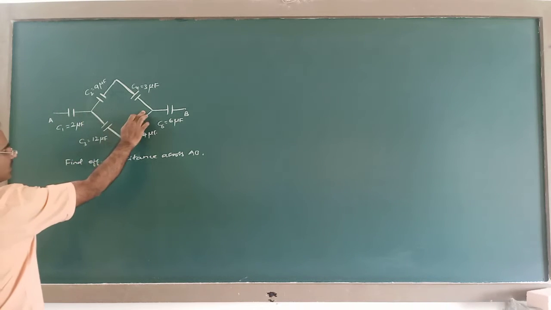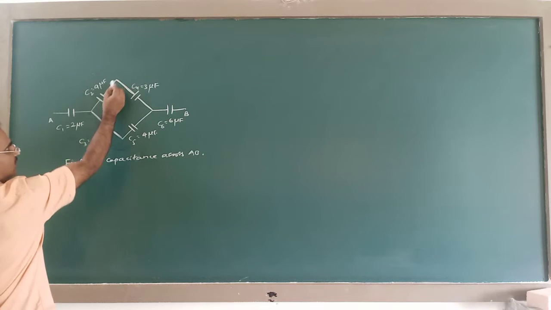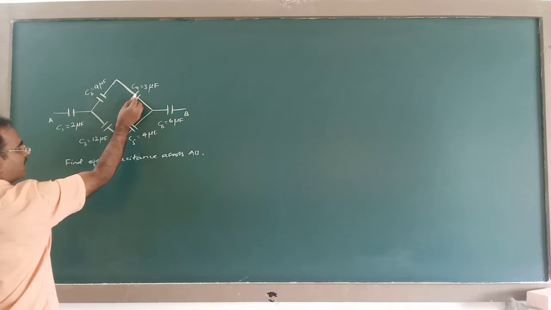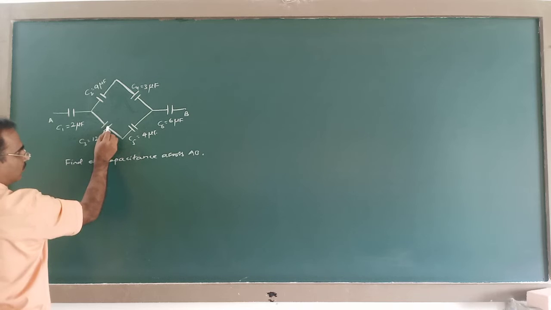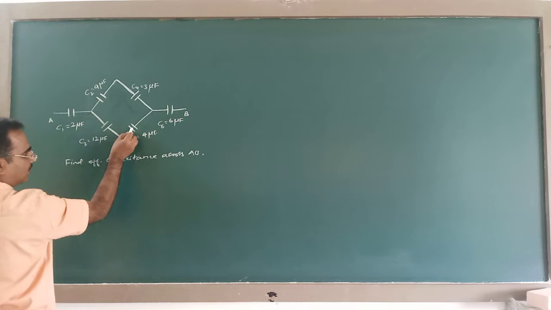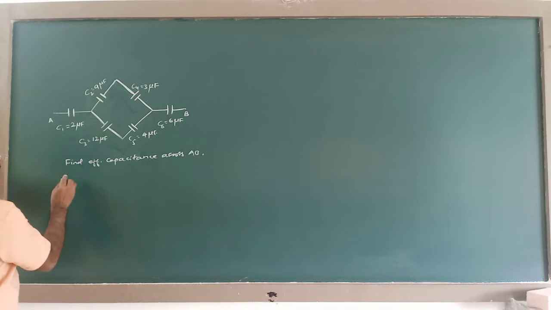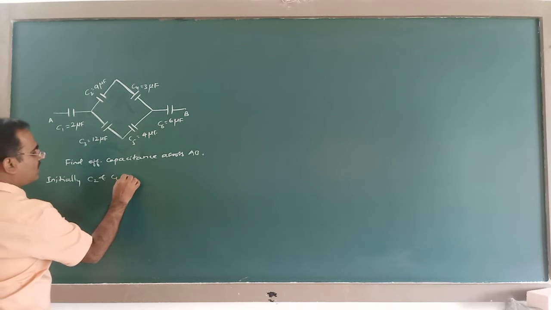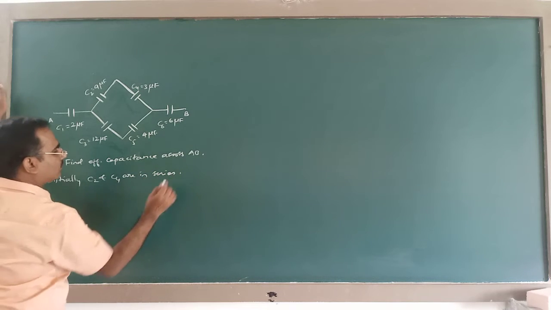Between these two junctions, first these two are in series. See, this is not a junction, this is just bending of a conductor. This plate and this plate both are connected end to end, so these two are in series. Here also, this plate and this plate are connected end to end, so these two are in series. So initially, C2 and C4 are in series.